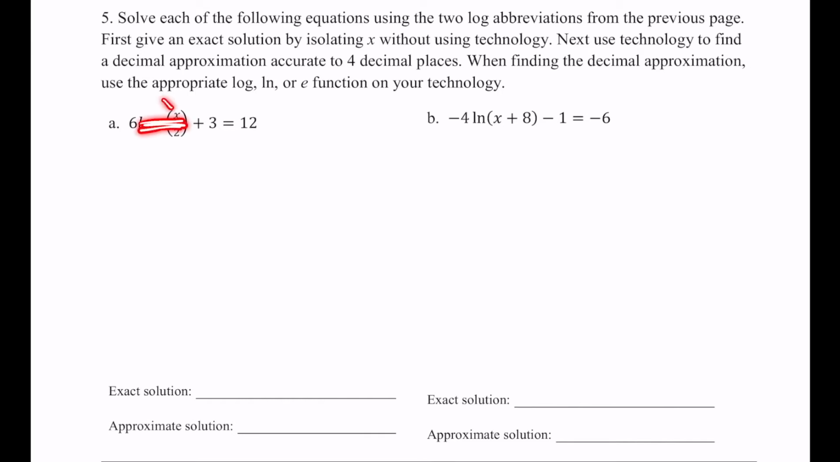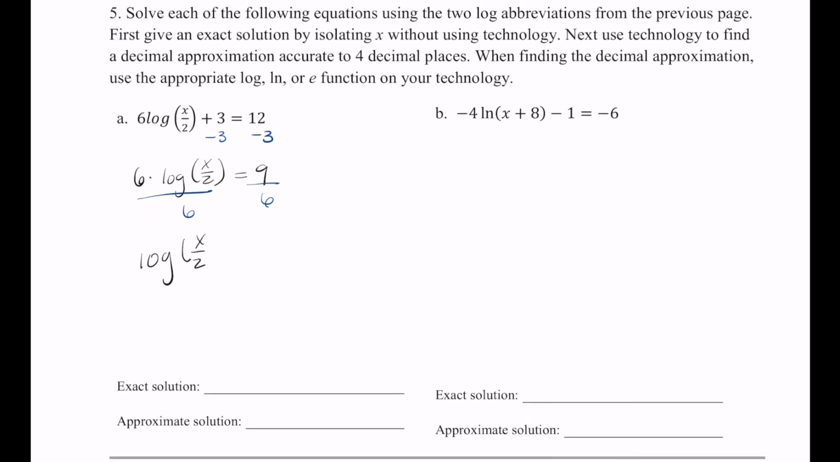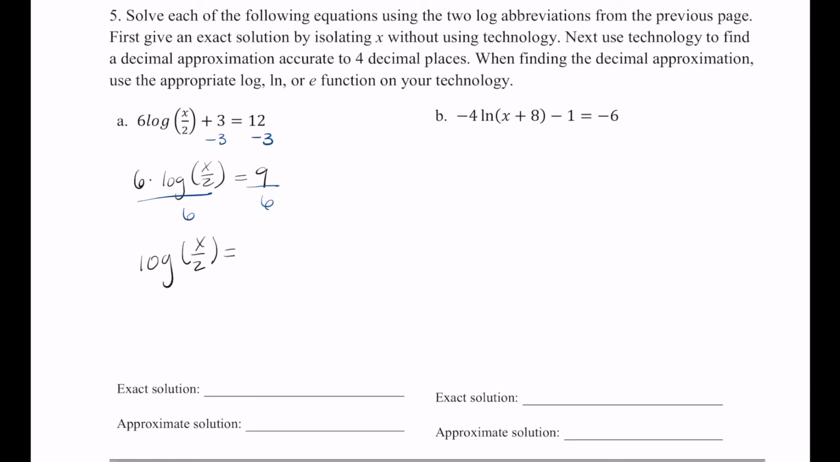So I'm going to pretend this is one big x here, and I'm solving 6x plus 3 equals 12. If I were solving this, my first step would be to subtract 3 from both sides. So that's precisely what I'm going to do here. Minus 3 to get 6 times log of x over 2 equals 9. Next, we need to divide by 6 to get log of x divided by 2 is equal to 3 over 2.